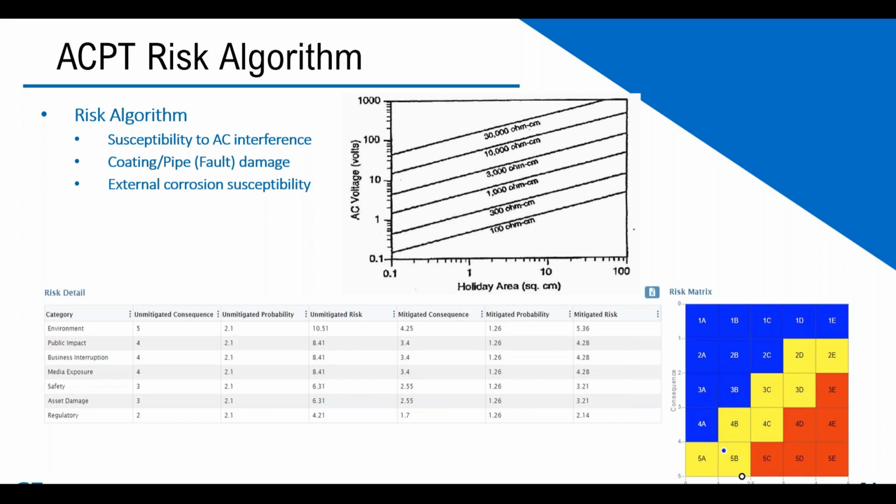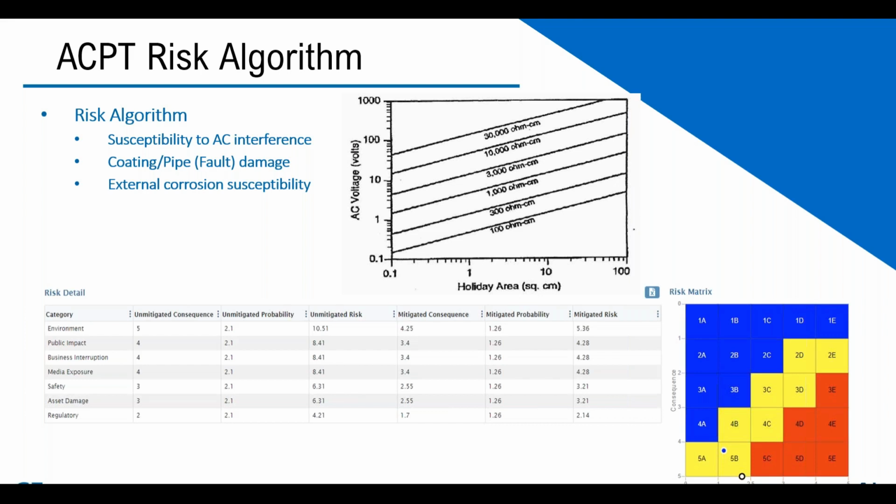Hey, we got these towers here, and we know that they are pretty big, whatever they are. Let's just say a 500 or 750 kV. That's something to worry about. System, and you could easily come up with a simple matrix system to say we are susceptible to AC interference based on a 1 square centimeter holiday, and that is the criteria.